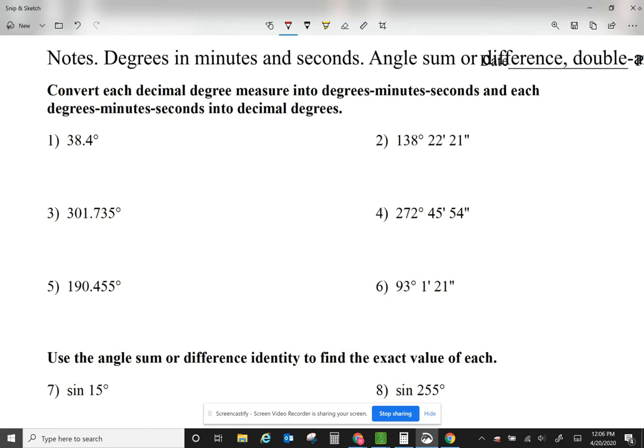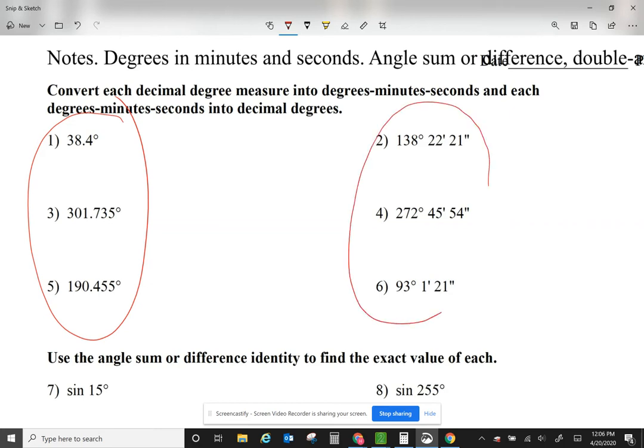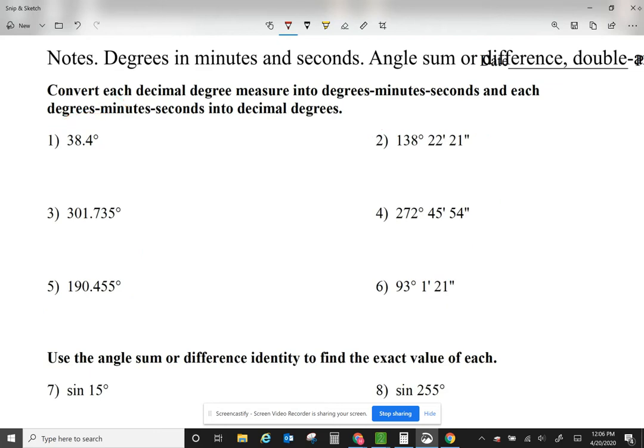So what I did on the notes, our odd numbers are in decimals, so we're going to change those to degrees, minutes, and seconds. Our even numbers are broken down as degrees, minutes, seconds, and we're going to change those to decimals. All right, that mumbo jumbo, let's take a look.